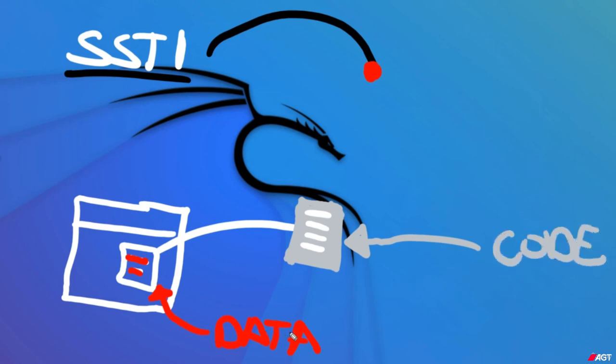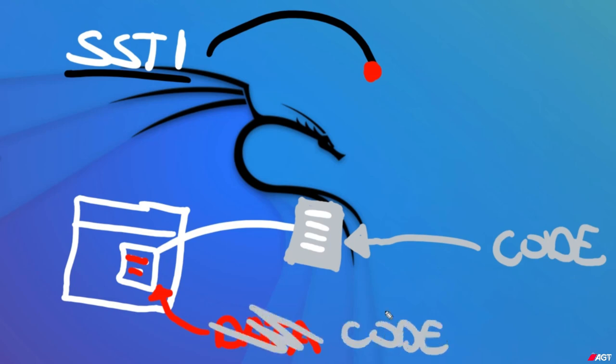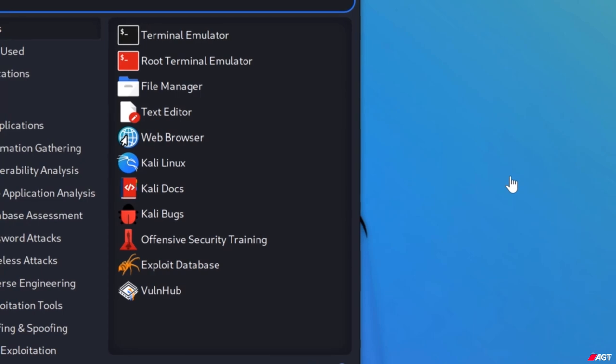But if the user input, the data, is directly concatenated into the template, then it is processed as code, not as data. Which means an attacker can inject arbitrary template directives into the web application to manipulate the templating engine and possibly take over the server. Okay, so as you can tell, this is pretty dangerous.